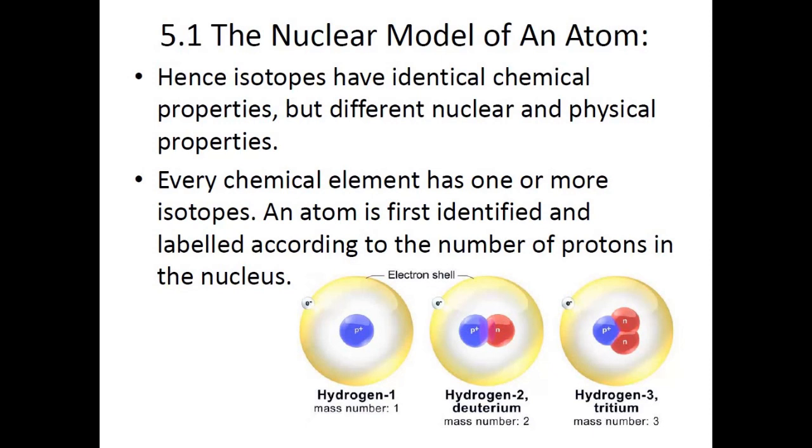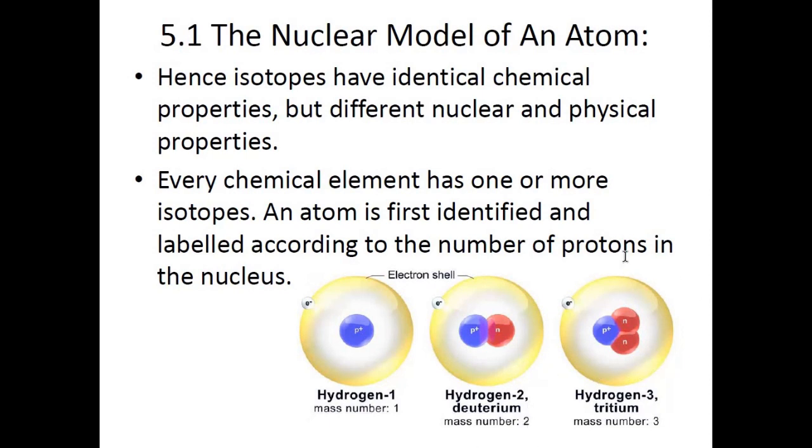An atom is first identified and labeled according to the number of protons in the nucleus. This is a hydrogen atom which is there in the periodic table. It has one proton, no neutrons, and one electron. So its mass number is 1. There's an isotope of hydrogen by the name of deuterium, which has one neutron and one proton in its nucleus and one electron in its shell. Hence its atomic number is the same, 1, but its mass number is 2.